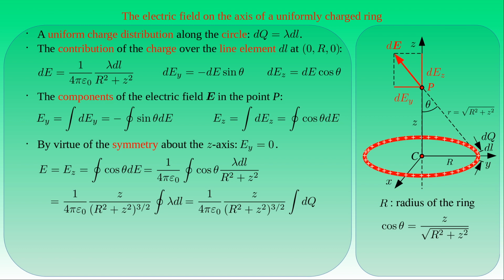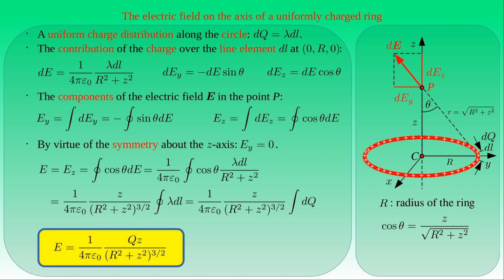Therefore, we obtain the magnitude E of the electric field created by a uniformly charged ring with the radius capital R and a total charge Q, at a point on its axis at the distance z from the center of the ring, which is given by 1 divided by 4 pi times epsilon naught, times Q times z divided by capital R squared plus z squared to the power 3 over 2. The electric field of the positively charged ring along the axis is parallel with the axis itself and points outward from the plane of the ring.